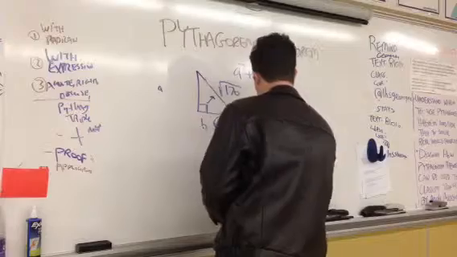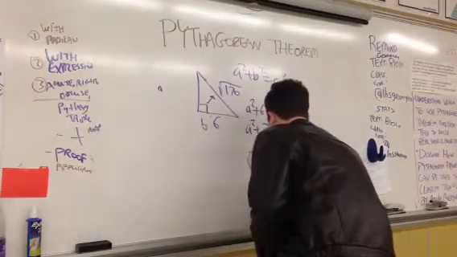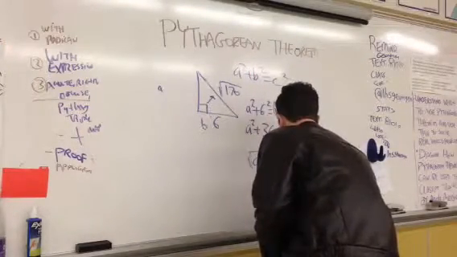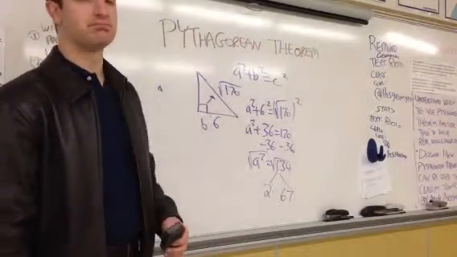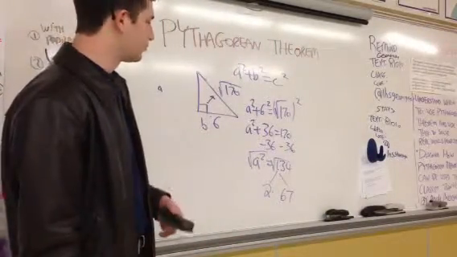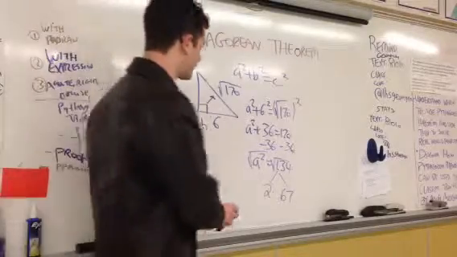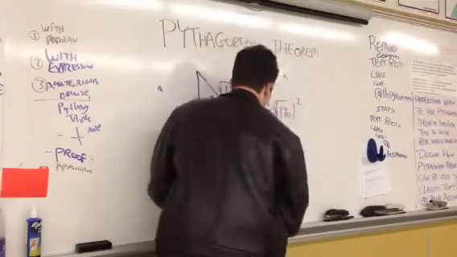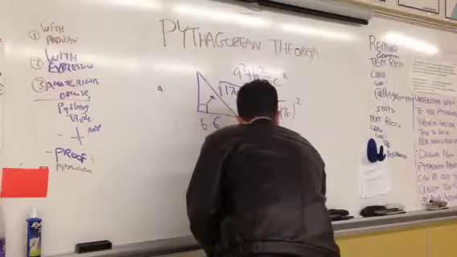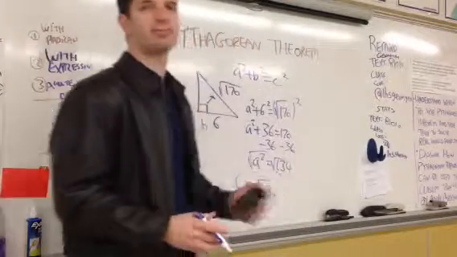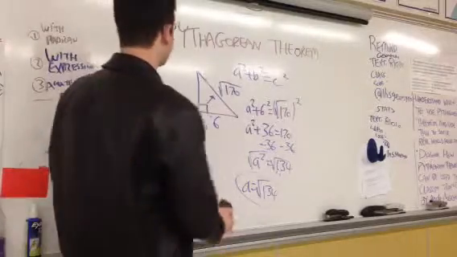Square root both sides. 134 breaks down into 2 times 67. Now, 67 can't break down. 2 can't either. So our answer is just a equals the square root of 134. Okay? One more example.